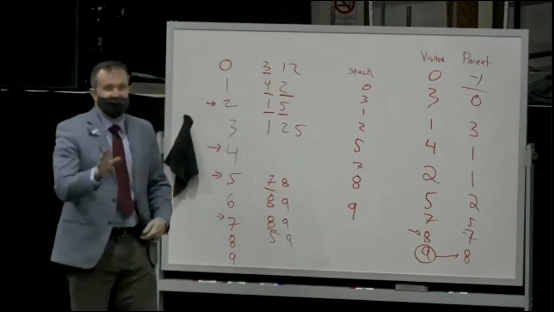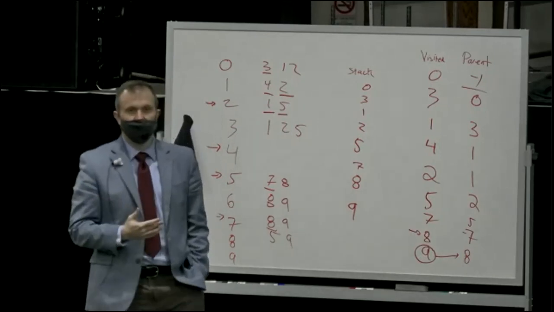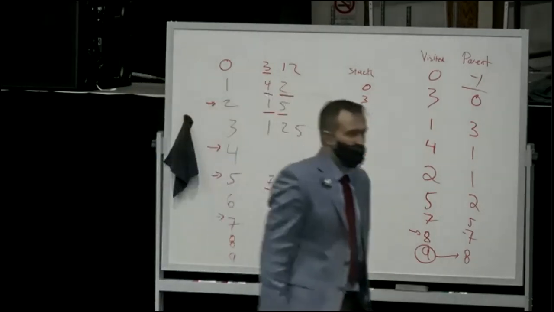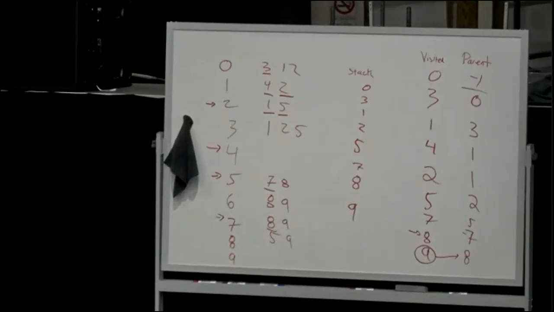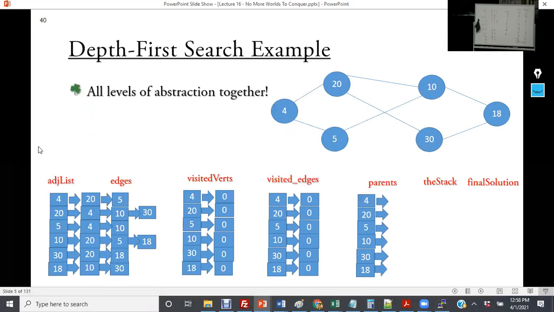Does anybody have any questions about the process I used to determine that solution? All right, so what we're going to do next is I'm going to go back up to the coding, and we're going to code this together. So first I'll walk through what it is that we're going to code so you can see the entire depth-first search algorithm at different levels of abstraction.